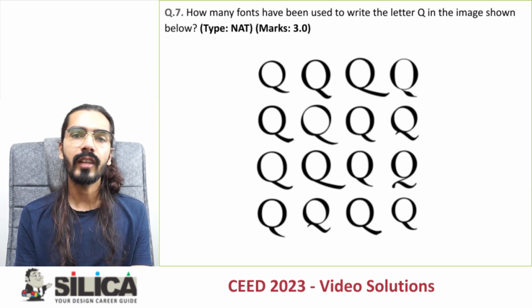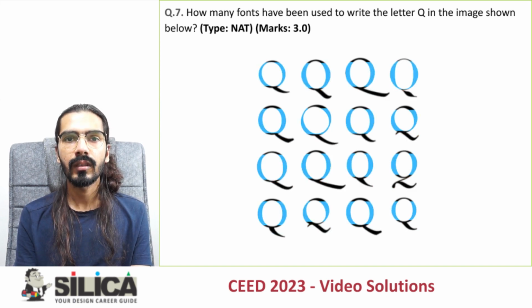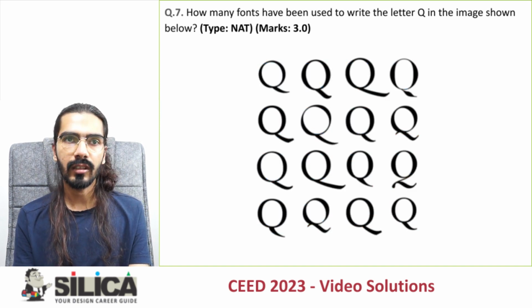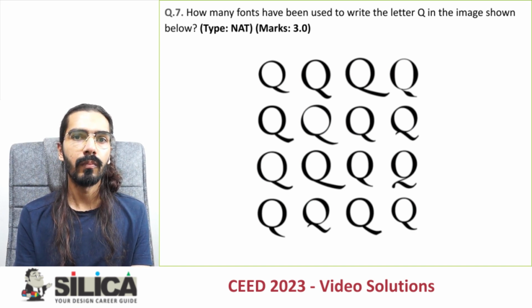The differentiating factor for the font of the letter Q will be the tail of the Q and the stem of the Q. Keeping this in mind, let's start our counting and we'll increase our count by 1 only if we have not seen the current font before.